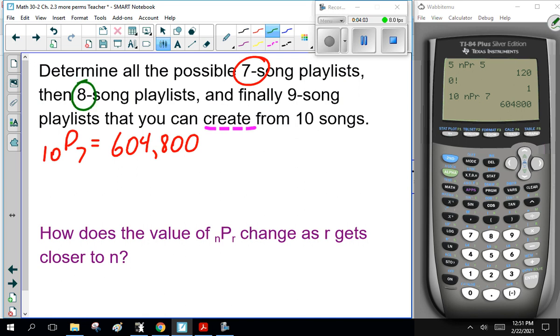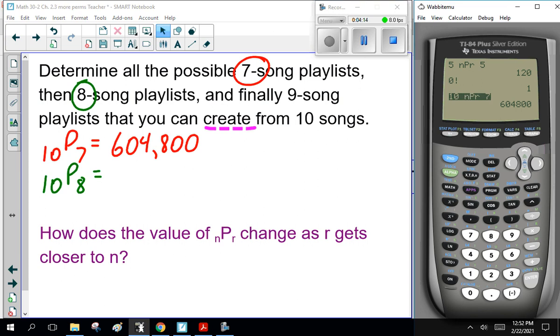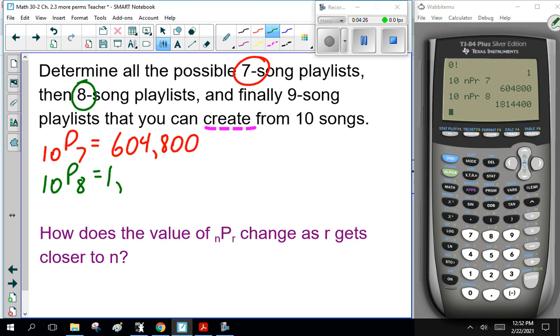Now, let's do 8 songs and 9 songs. 8. And the other reason I want you to use these graphing calculators is we go up, enter, we repeat the question, or copy and paste, and we can edit it. And that's a lot quicker. 1,814,400. Yeah, that's the 8-song playlist. Pause the recording. Calculate for the 9-song playlist, and then come back and we'll compare answers. Okay.